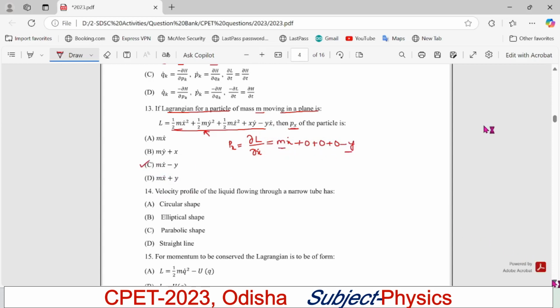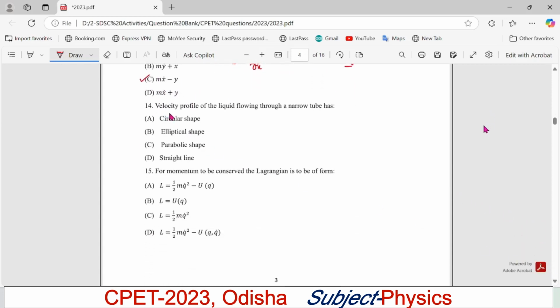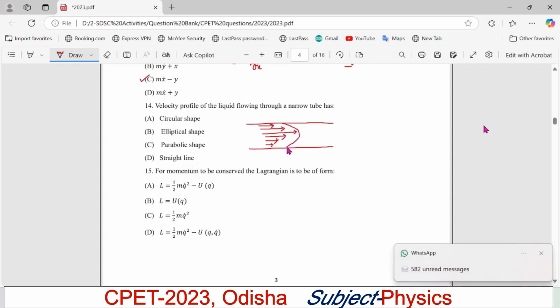Okay, next question is number 14. They ask that velocity profile of liquid flowing through a narrow tube has which shape? See, for this case, suppose this is a narrow tube, the velocity profile will be like this. That means at the edge the velocity is somewhat lesser and it increases up to the center, then it decreases like this. Okay, so it is like a parabola. The velocity profile is like a parabola, so answer will be the C option.